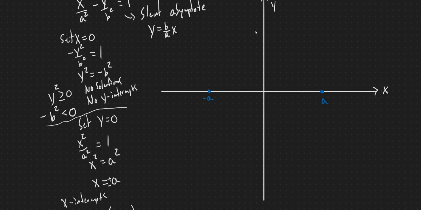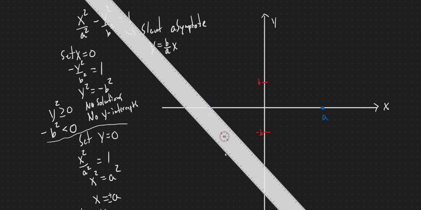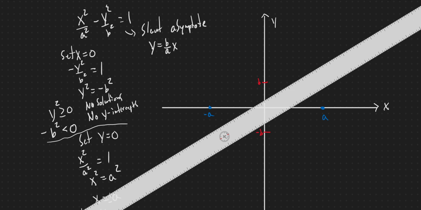So what that means is, let's say I plot b, maybe b is here, and minus b. While these aren't intercepts, it's important to also plot the b, because what this is telling us is that in the limit as x goes to infinity, this curve is going to approach the line y equals b over a x. So a line through the origin with slope b over a, which means it's really easy to plot these slant asymptotes if you have both b and a plotted.